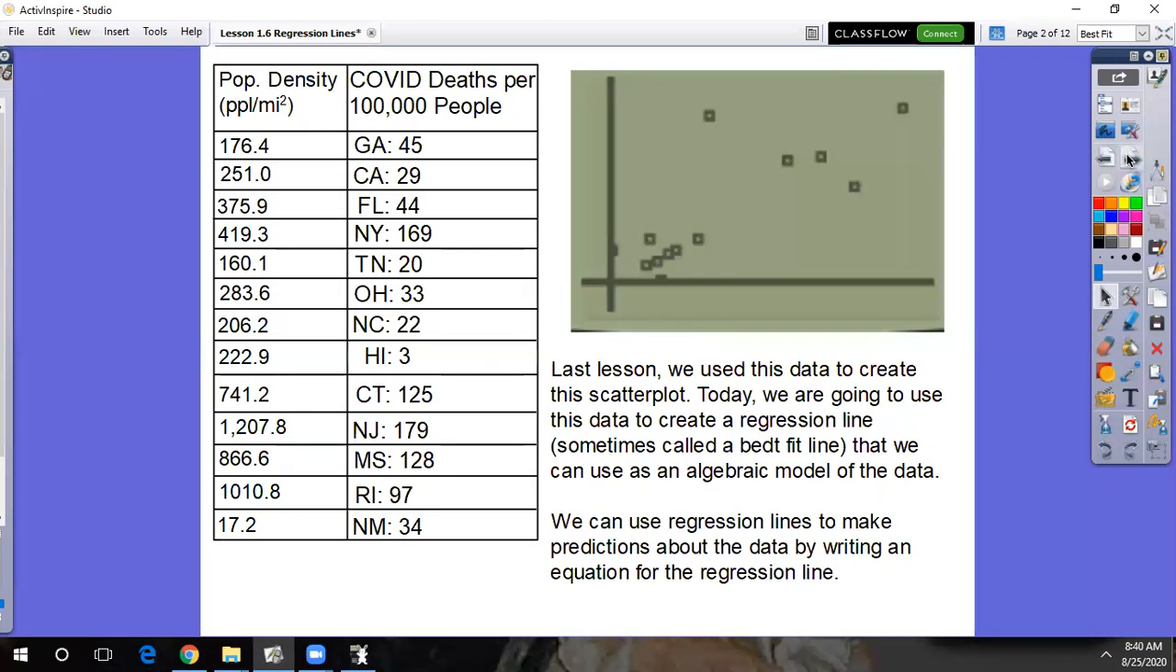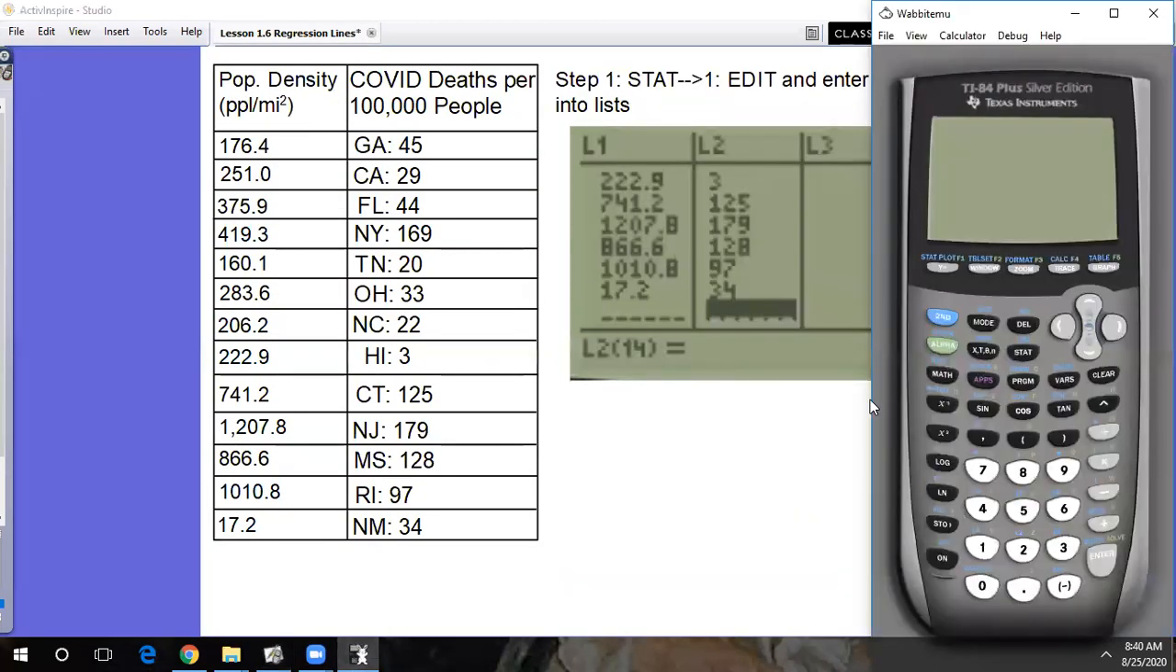The way we're going to do that is we're going to enter the data just like we did last time. So you're going to press stat, edit, and then enter your data into list 1 and list 2. If there's stuff in there that you need to get rid of, let's say you have a few things entered into a list that you want to use, in order to get rid of stuff in a list, you highlight the name of the list, so L3, and press clear. Don't press delete, press clear and then enter, and it'll get rid of everything in that list.